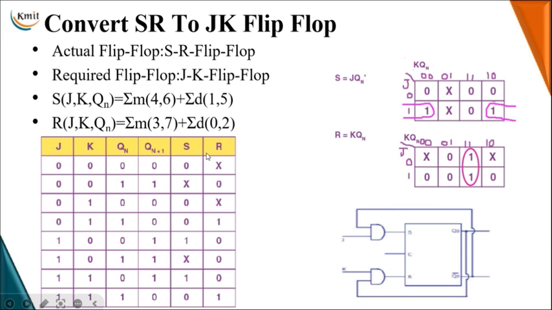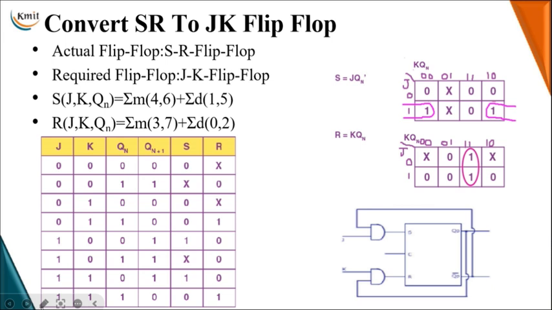Now S and R are the excitation inputs, and they depend on the state transition from present state to next state. For 0 to 0, the SR inputs are 0, don't care. For 1 to 1, the inputs are don't care, 0. For 0 to 1, the set input is 1 and the reset input is 0. For 1 to 0, the S input is 0 and the reset input is 1.